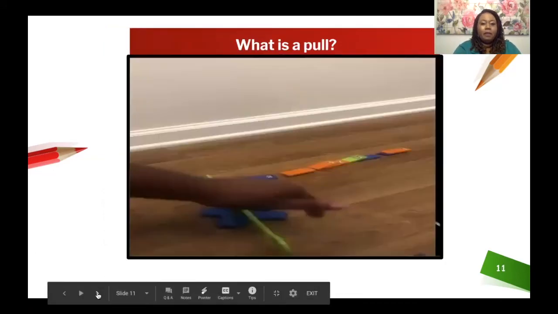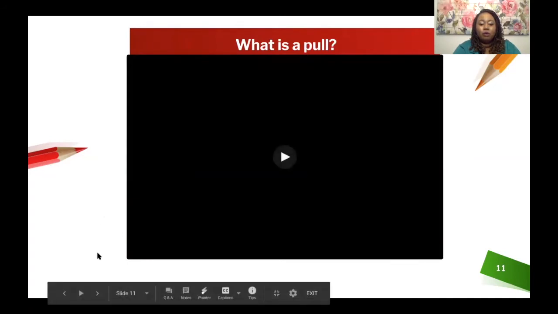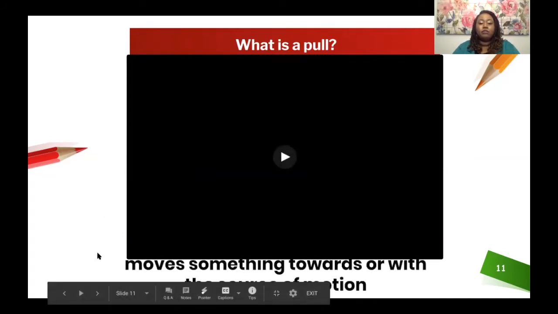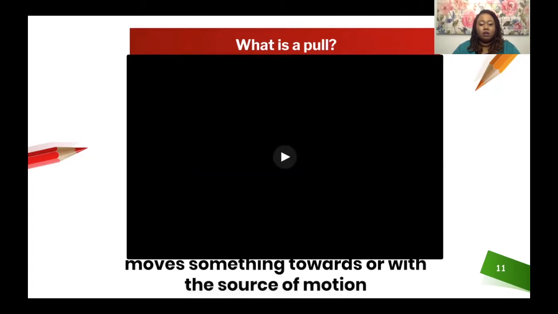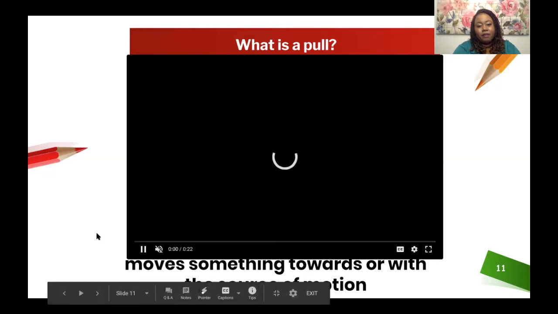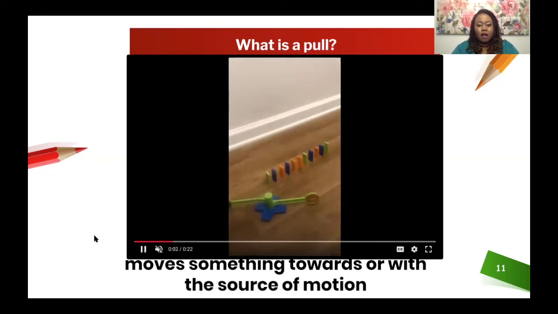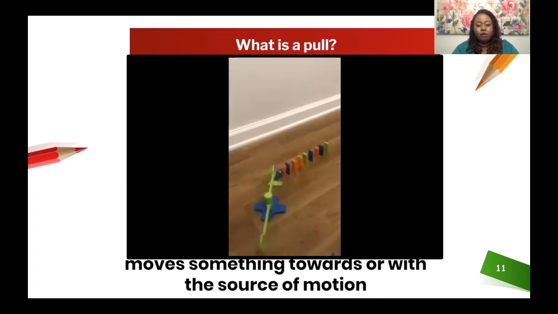Okay, now let's talk about pull. A pull moves something towards or with the source. And so if I am pulling on this marker, it's coming towards me because I am the source. So let's check it out. I pull on the little rotating thing, and I pull again, and it's coming towards me, and I pull again.